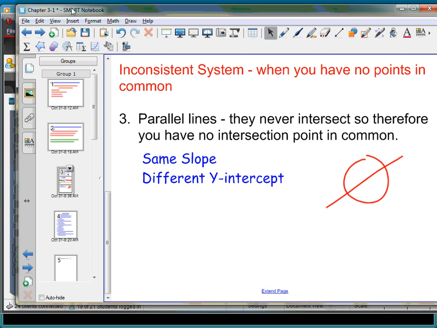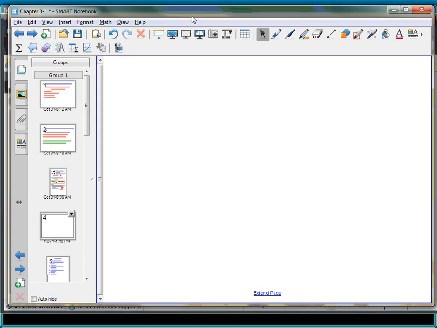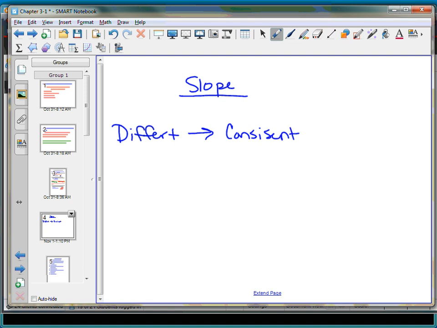Does that make sense? Now, here's what I want you people to write, because many of you are still very confused about this. Write this on your paper somewhere. We have slope. That's what you're comparing. If your slope is different, it automatically means it's consistent, which means it's independent, which means it has one point of intersection. That's what I'm talking about. Write that on the side or something. Do we understand that?